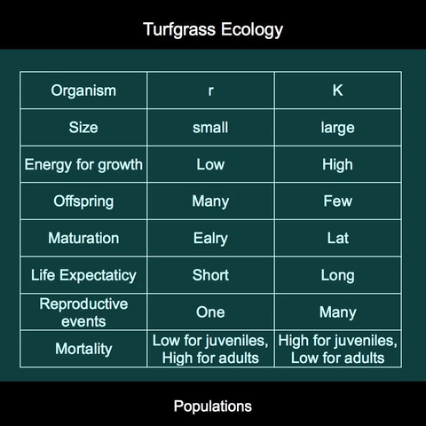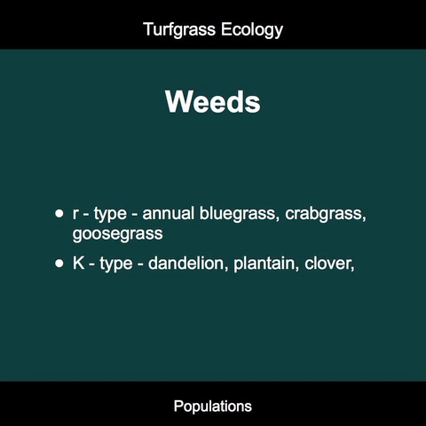From a turfgrass perspective, weeds can be described as either r- or K-type weeds. This table compares and contrasts the characteristics that an r- or K-type weed would have. R-type weeds would be annual bluegrass, crabgrass, and goosegrass, for example. In other words, they germinate and grow and develop as fast as they can, put most of their energy into seed production at the expense of overall plant development, like a deep root system, all for the purpose of completing their life cycle before they die due to weather changes.